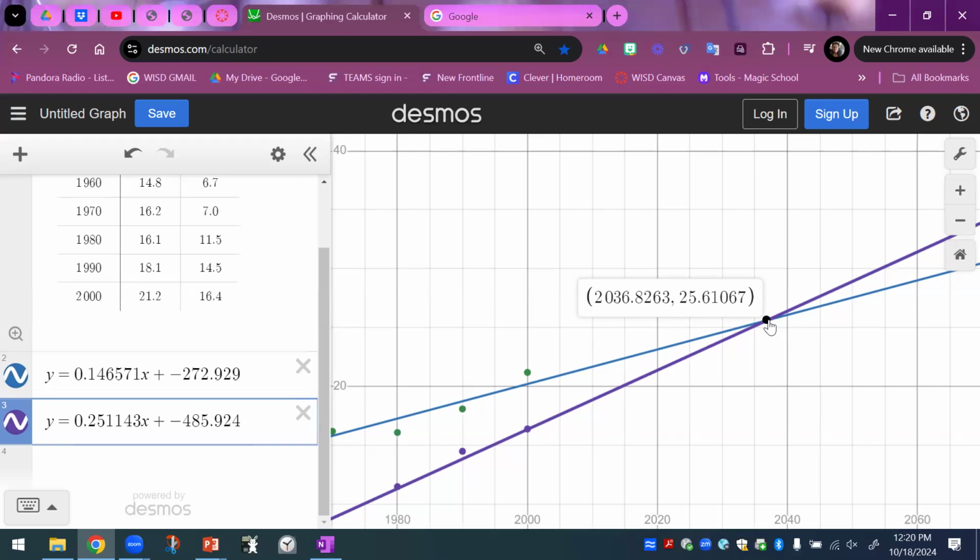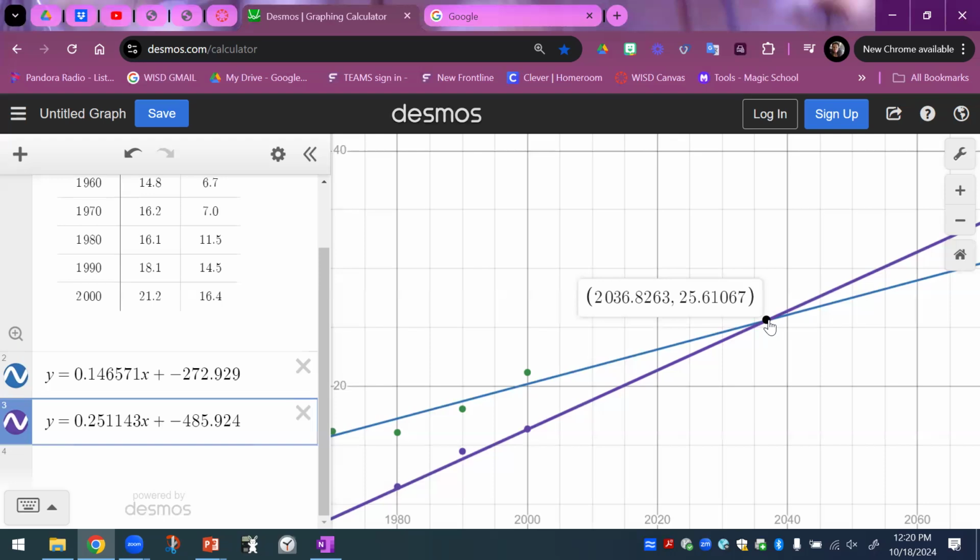And what is that estimated population? 25.6 million. Does that make sense? All right. So towards the end of 2036, the populations of New York City and LA will both roughly be about 25.6 million if they keep growing at the rate that they're growing and like no major disaster happens. Okay, how do we feel about Desmos and double regression?